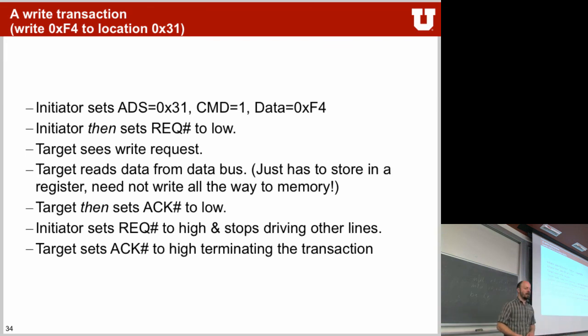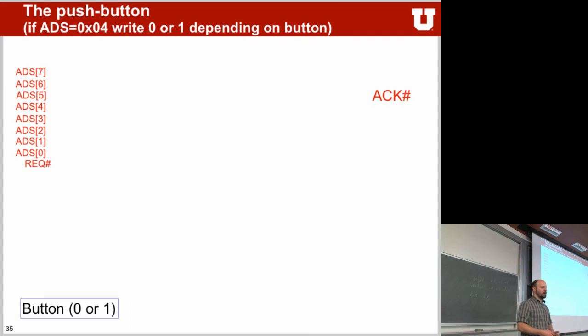All right, so let's look at the push button example that we had before. Let's assume we have our address line here, 0 to 7. We have our request number. We have the acknowledgement signal. And then we have a push button that's sitting out there that can be pushed accordingly.